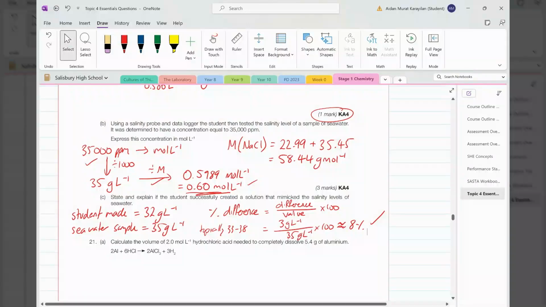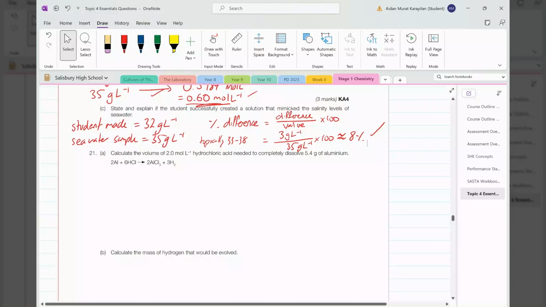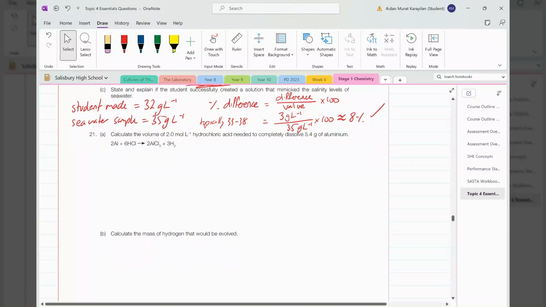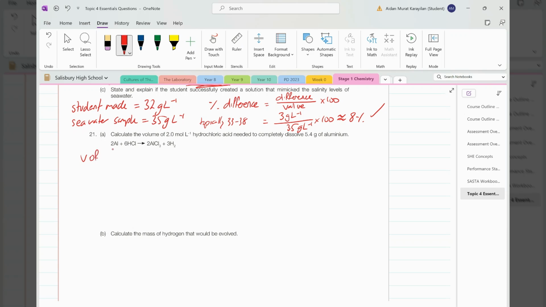Okay, so that was up to question 20. We're going to start question 21 now. So this one's asking us to calculate the volume of 2.0 moles per litre HCl to dissolve 5.4 grams of aluminium. Now, the important thing here is to realize there's actually quite a few steps in this process.